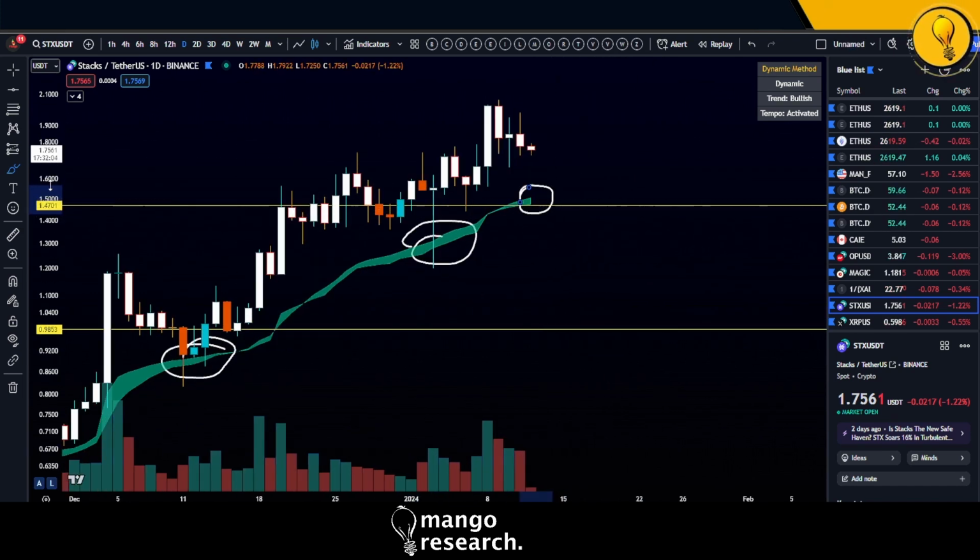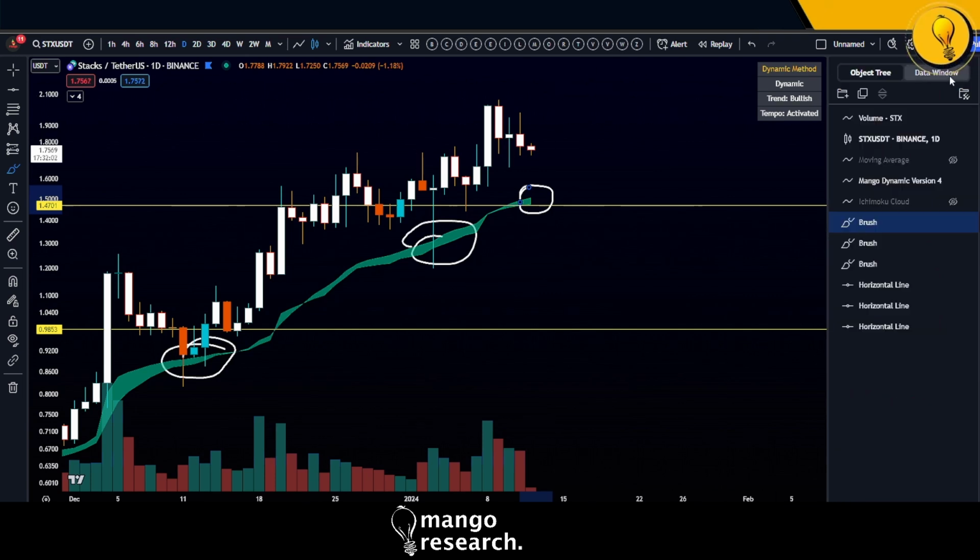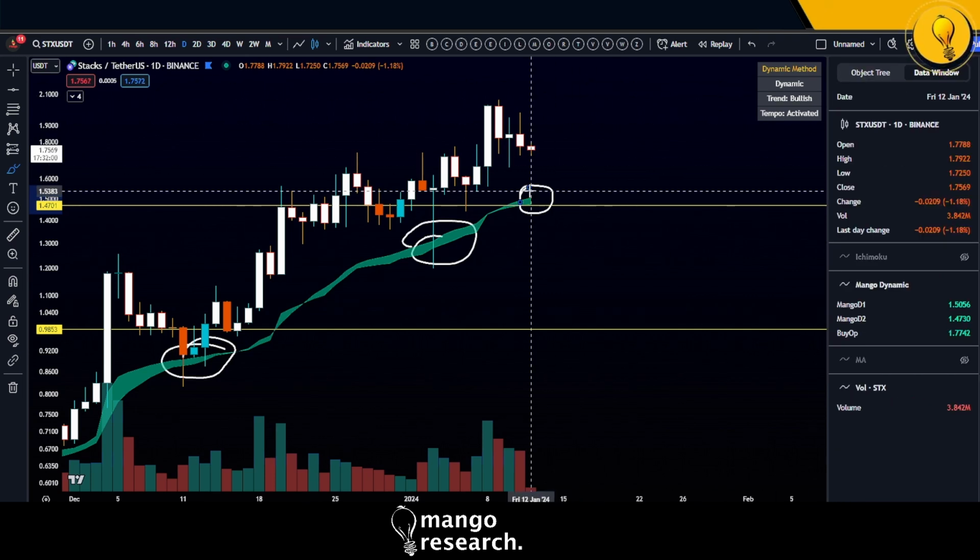For those of you who do not have access to the dynamic indicator, please go ahead and take note of the levels. It's a range, right? You can see that it's a green cloud right there. The range goes from $1.50 all the way down to $1.47. I will be annotating these numbers on my screen.